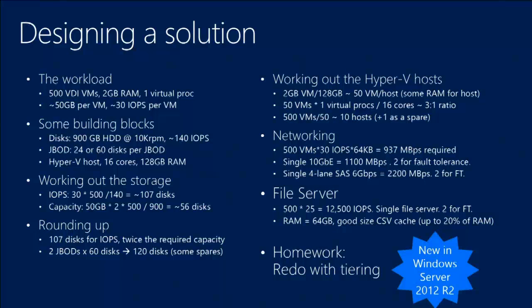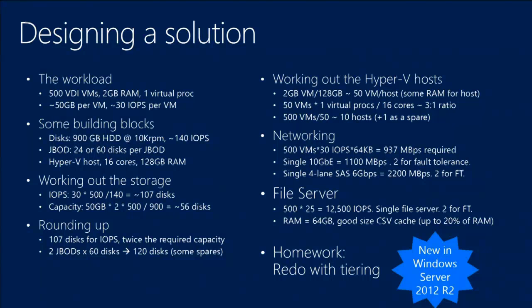So from an IOPS standpoint, I need 107 disks. From a capacity standpoint, I need 56 disks. So how many will I use? Obviously 120. Why? Because I'm using 60 disk JBODs, so that's a nice 2 JBOD configuration, right? And I'm giving myself some spare capacity so that I can grow a little bit or take a little bit more workload than I initially planned.